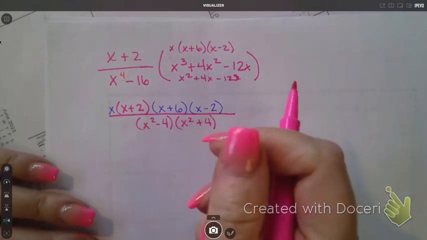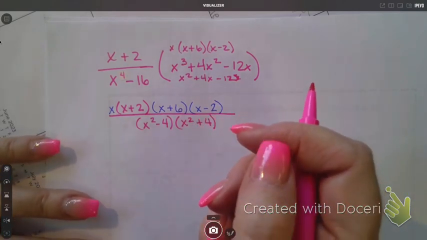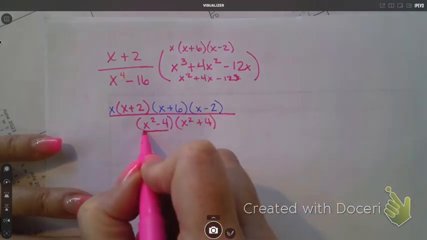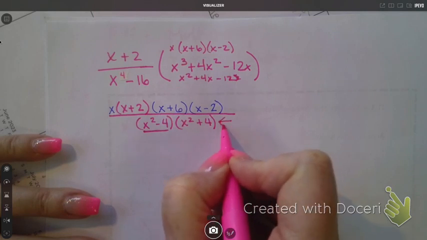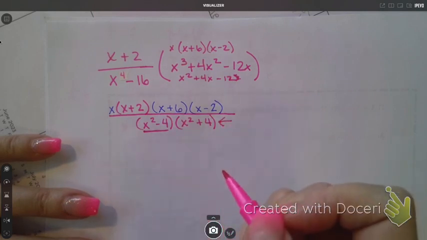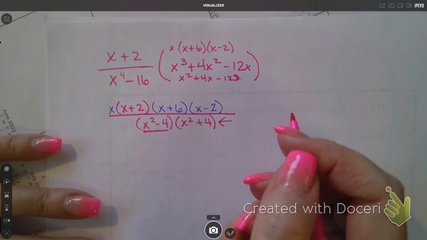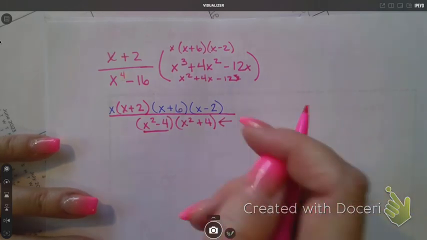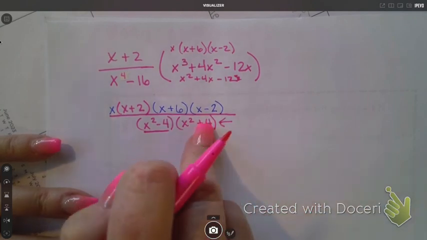Now, am I finished factoring? No. Why? Because of the x squared. Because I have this right here, don't I? Now, can I factor this one? Not unless I'm going to make imaginary numbers in there. You want imaginary numbers in there? No. So we can't factor it because that's not the difference of squares. It's the sum of squares.